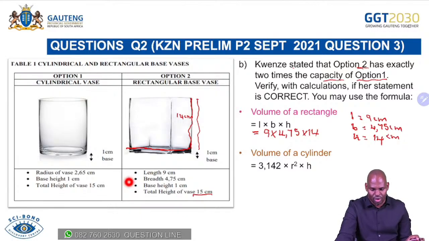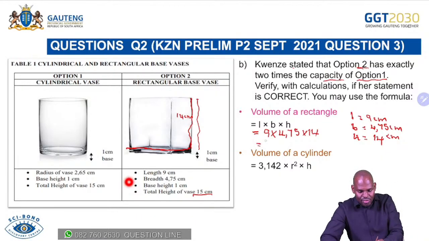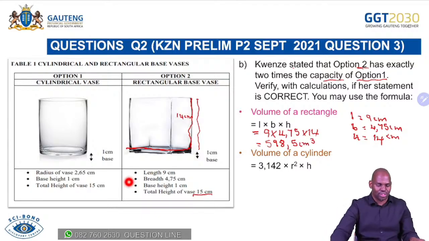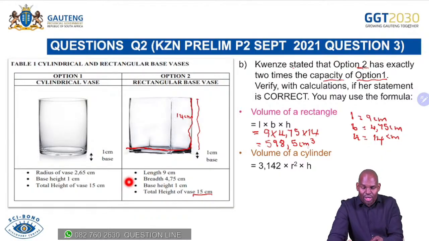9 times 4.75 times 14, then we get 598.5 cubic centimeters. So I just say 9 times 4.75 times 14. Then it's indeed 598.5 cubic centimeters. Now let's check the volume of a cylinder.